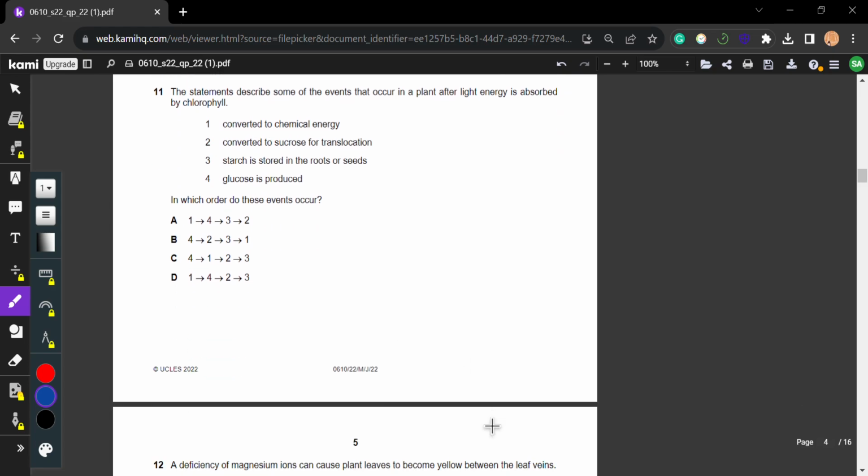The statement describes some of the events that occur in a plant cell after light energy is absorbed by chlorophyll. Okay. Now, question 11, what happens first? 1, the light energy is converted into chemical energy. Yes, that's 1. Then glucose is produced. Yes. Then 2, and then 3. So it's going to be 1, 4, 2, 3. Is that an option? Yes, it's D. Moving on to question number 12.